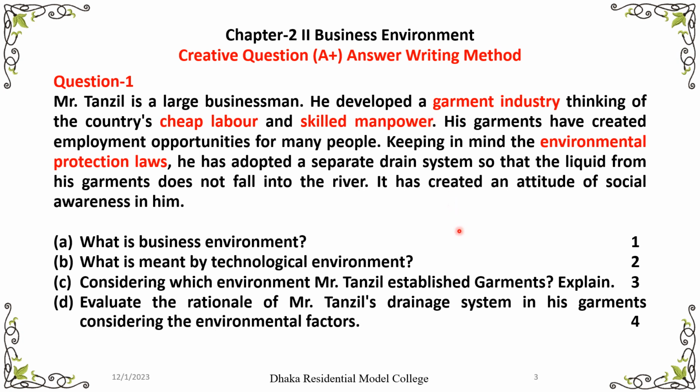Then question number D, that means the higher skill type question. What will the answer be? Evaluate the rationale of Mr. Tanzil's drainage system in his garments, considering the environmental factors. Look at the question: evaluate the rationale, the justification, of Mr. Tanzil's drainage system in the garments considering the environmental factors. We know there are 6 types of environment: natural environment, economic environment, social environment, political environment, legal environment, technological environment.